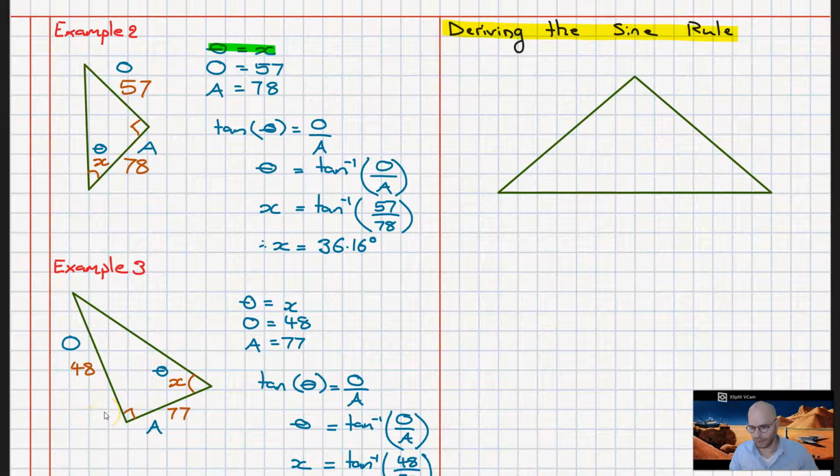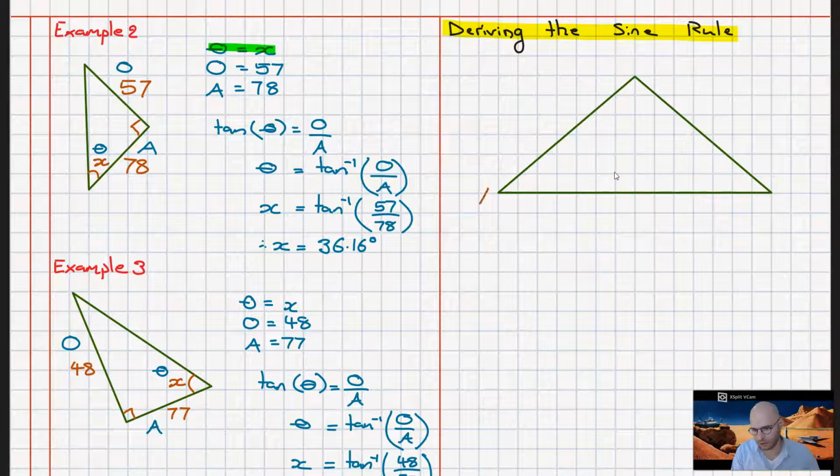Welcome back. In this video, we're going to have a look at how we can derive a rule that will allow us to analyze non-right angled triangles. More specifically, we're going to have a look at how we derive the sine rule. Over here, we've got a non-right angled triangle. With this non-right angled triangle, I'm going to label the sides and the angles.